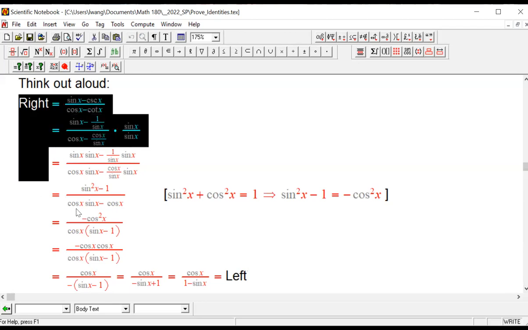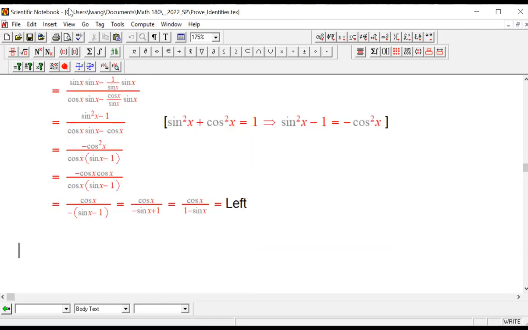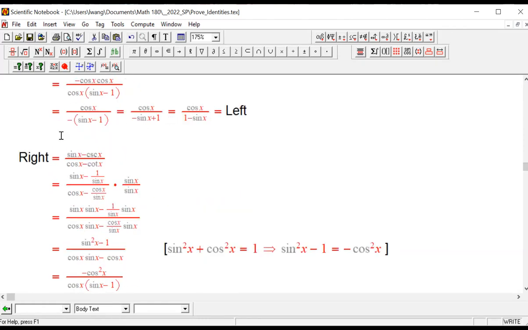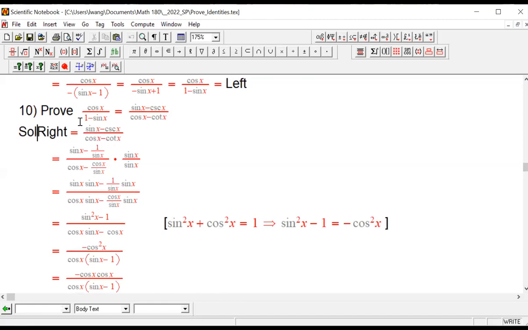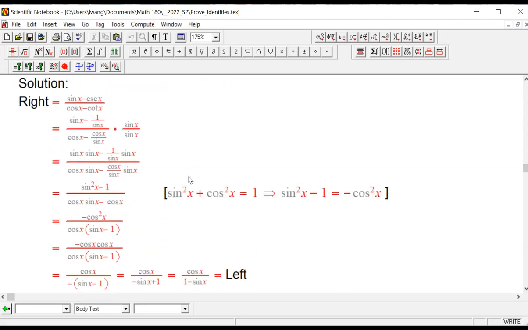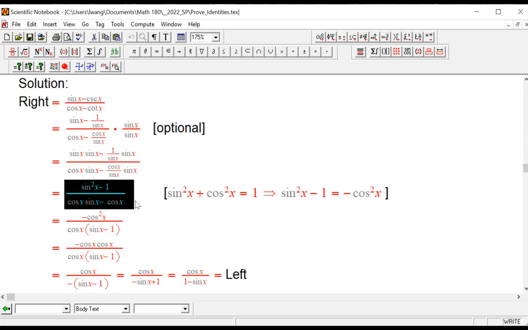So we got it. Now let's put these together. We're going to do some trimming, and I'm going to show the proof. How much work you show is up to you, and we don't need to think out loud anymore. So, solution. We start from the right. What are the steps I could trim? I would say this step is optional. If you go from here straight there, that's fine. On these two steps, just show one of them, it's fine.